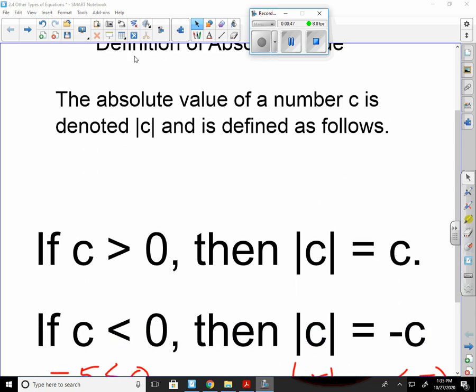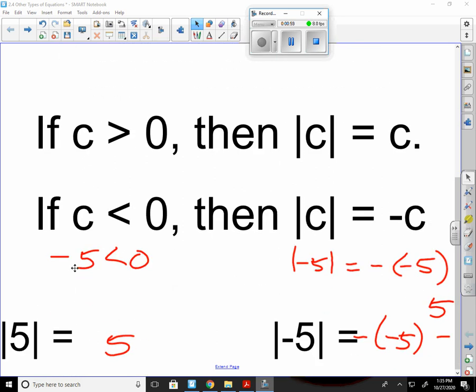If c is less than 0, then the absolute value of c equals negative c. So if c is a negative number, then the absolute value of c is the negative of a negative, which makes it positive. In other words, I have negative 5, which is less than 0. Then the absolute value of negative 5 is negative of a negative 5, which gives us positive 5. Absolute value of 5 is just 5, and absolute value of negative 5 is 5.